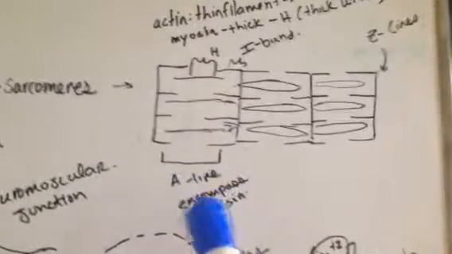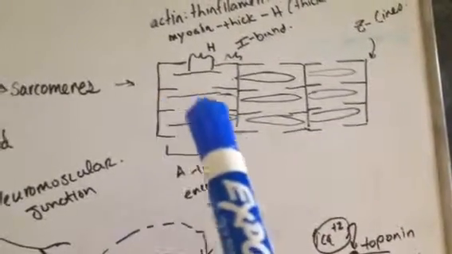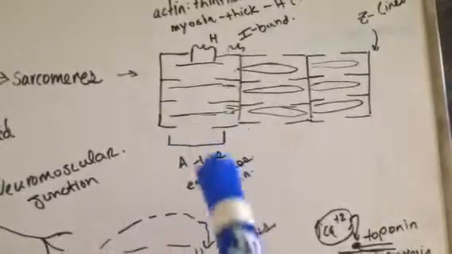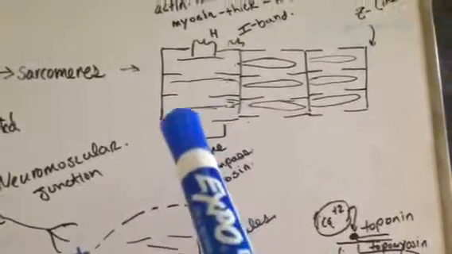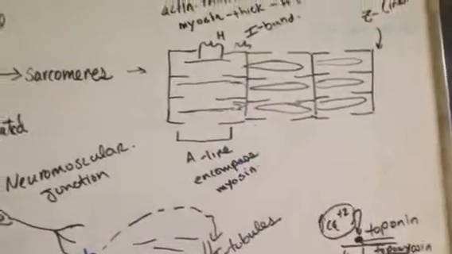And then we have the A. We can think of the A as all of the myosin, or the thick filament. And as I explained, the myosin is usually this one. So A for all of the myosin, it's going to be from here to here.